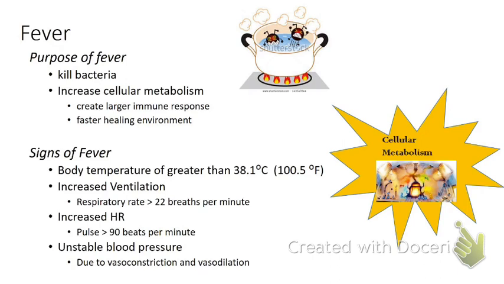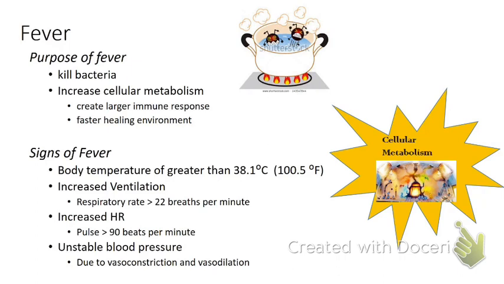Increased heart rate. Why do we have an increased heart rate? Get more blood circulation. We're just trying to circulate stuff around. Unstable blood pressure. Because we've got a lot of stuff going on. This is systemic now. There's stuff that has left this wound, gone up to the brain and said, we need a fever, okay?